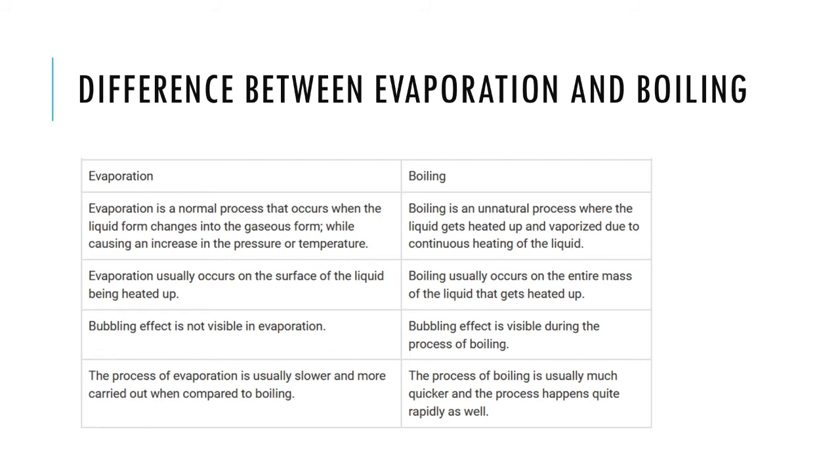Bubbling effect is not visible in evaporation, but the bubbling effect is clearly visible in the process of boiling. As evaporation is a surface phenomenon, it isn't visible, but in boiling, a bulk phenomenon, we can clearly see small bubbles rising up from bottom to top. The process of evaporation is usually slower when compared to boiling. But in boiling, the process is much quicker and happens quite rapidly.